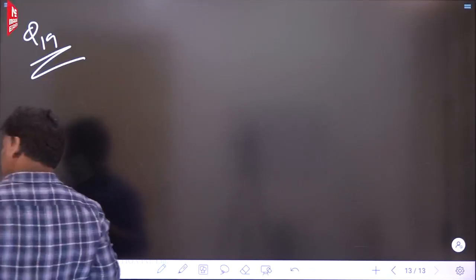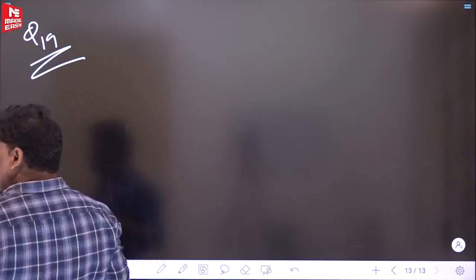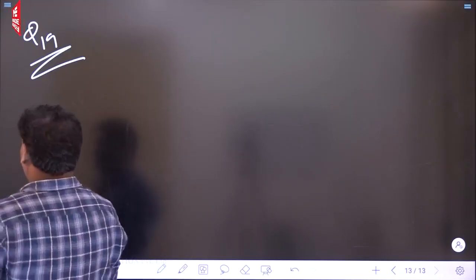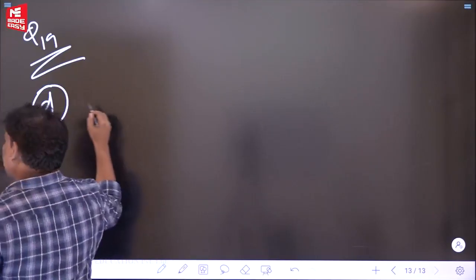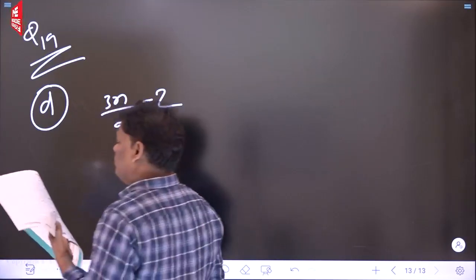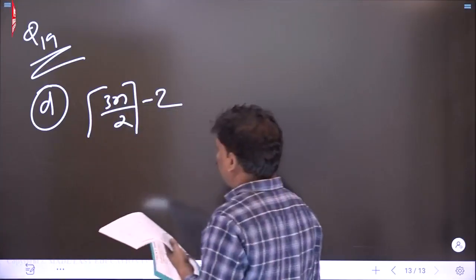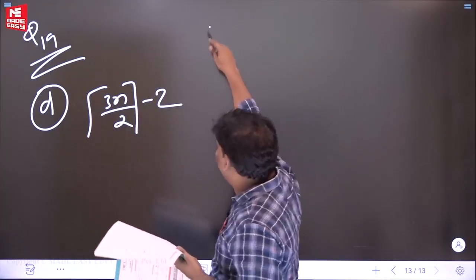Question number 19. The number of comparisons required to find the maximum and minimum in a given array of n elements using divide and conquer. What is the answer? This is there directly in your notes. D is the answer. What is that one? 3n by 2 minus 2, floor or ceiling, whatever it is. Question number 19, the answer is going to be D.